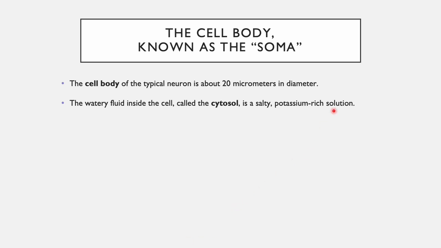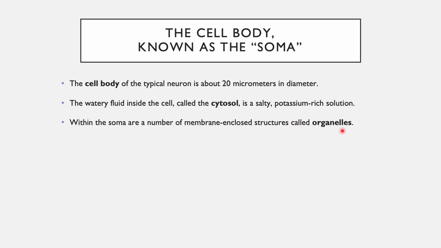So the cell body is really small. It's typically about 20 micrometers in diameter. You wouldn't be able to see it with the naked eye, and that's why the light or compound microscope was so beneficial for our field, so that we could actually look at individual neurons. The inside of the cell body is filled with cytosol, which is water filled with ions like salt and potassium. We're going to talk about the importance of these ions in setting nerve impulses later on.